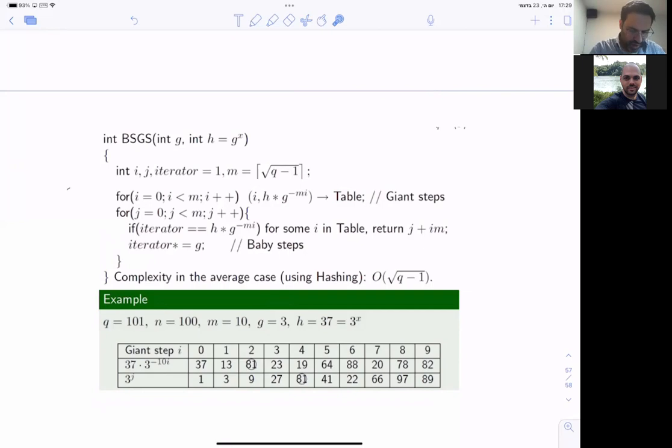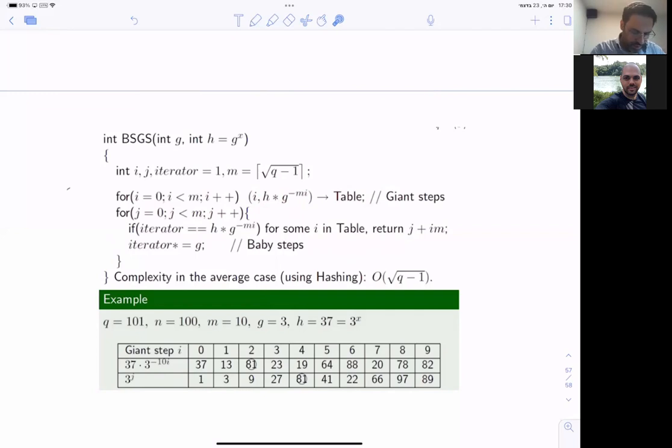Every time H is multiplied with another step. You see, here is the step, this M. I is going one after one, but you are looking at G to the minus MI. So you put this on a table, on a hashing table. Then this is the giant step.